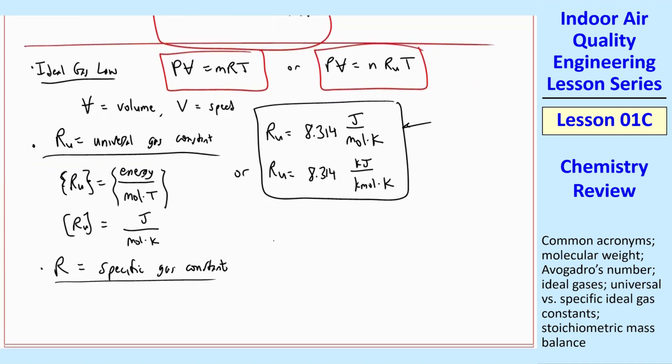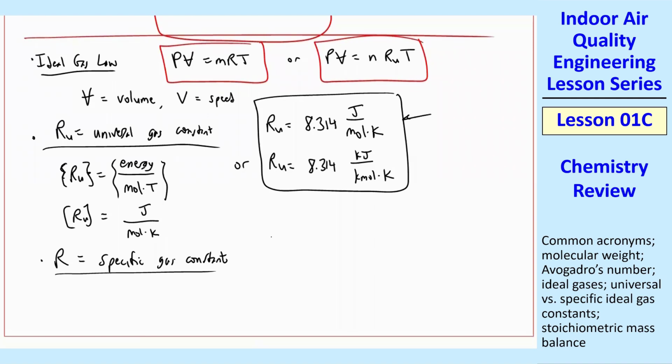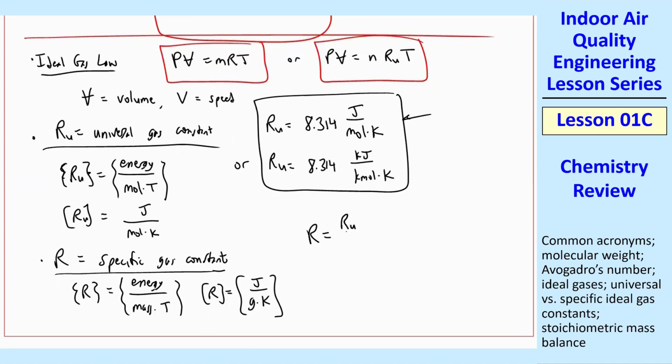You can think of it like thermodynamic specific, per unit mass, or you can think of it as being for a specific gas or a particular gas. So the difference is the dimensions of R are energy, instead of per mole, it's per mass and temperature, and the units are joule per gram K or kilojoule per kilogram K. And the equation for R is R equal to RU over molecular weight M.